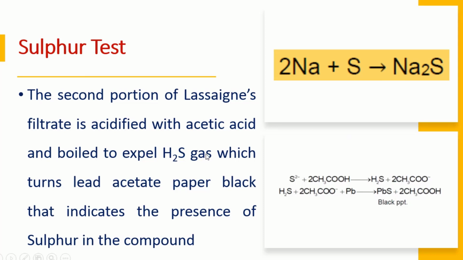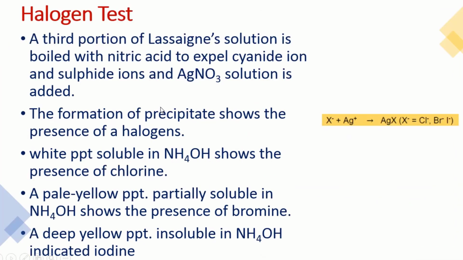So one part we took for the nitrogen, the second part we took for the sulfur, and now the third part of this Lassaigne's solution we use for the halogen. So halogen may be chlorine, may be bromine, may be iodine.